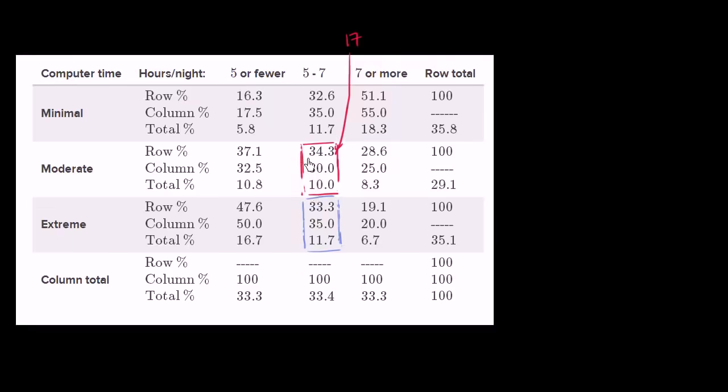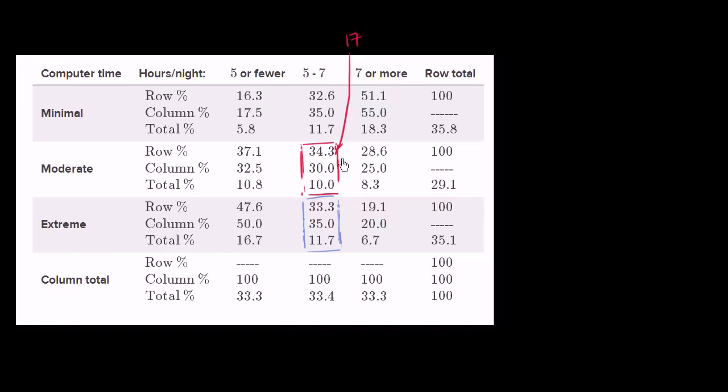So how would we think about this? There's 17 people in this group. How many people are in this group? Well, they tell us that 17 is 34% of the row total. So I guess you could say 17 is 34.3% of the moderate computer users. Or you could say that 17 is 30% of the people who slept 5 to 7 hours each night. Or you could say 17 is 10% of the total number of people. So let's just go with that.